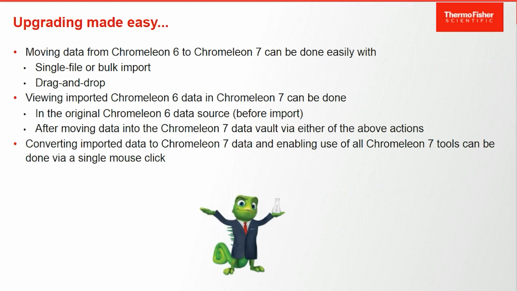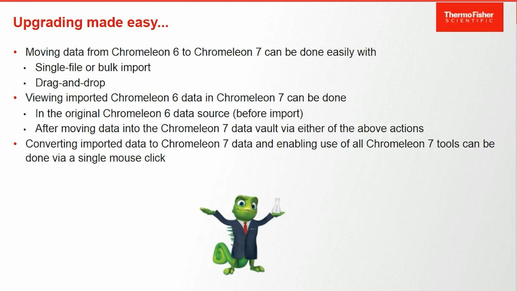As you can see, importing data from Chromeleon 6 to Chromeleon 7 is quite easy to do. You can do it via single file or bulk import. You can do it via the drag and drop method, obviously, which is only available in Windows 7 environments. You can also view data directly in the Chromeleon 6 data source. This is also in Windows 7 environments, if you choose to do so. But in most cases, I believe that most of you will be importing that data into Chromeleon 7, and you can do the same there. The data will be exactly the same as it is in Chromeleon 6.